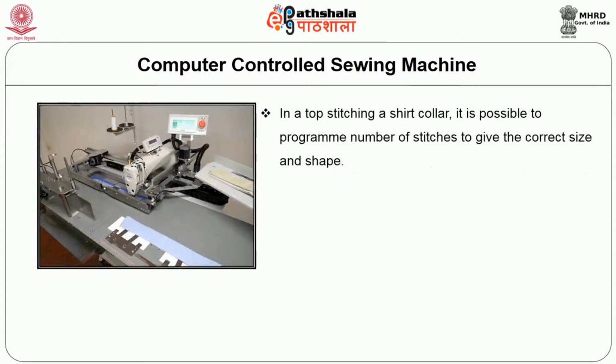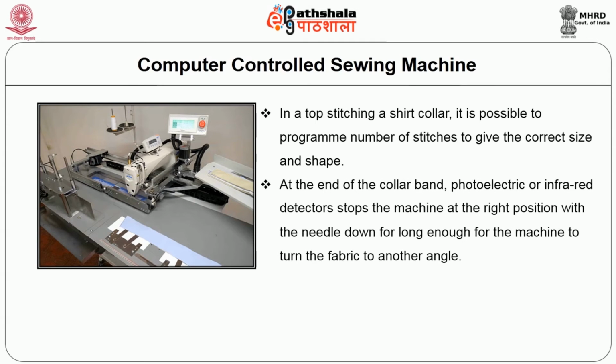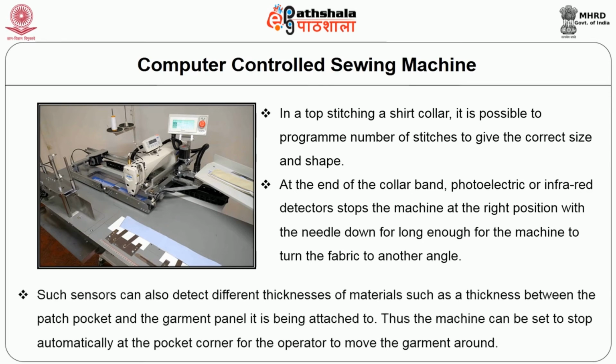In top stitching of a shirt collar, it is possible to program the number of stitches to give the correct shape and size. At the end of stitching the collar band, a photoelectric or infrared detector stops the machine at the right position with the needle down for long enough for the machine to turn the fabric to another angle. Such sensors can also detect different thicknesses of material, such as the thickness between the patch pocket and the garment panel it is being attached to.